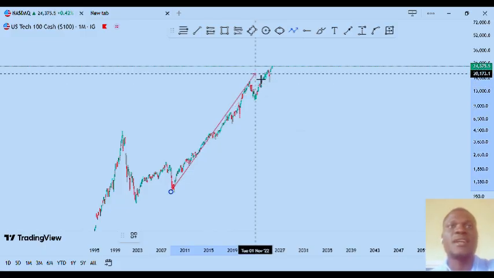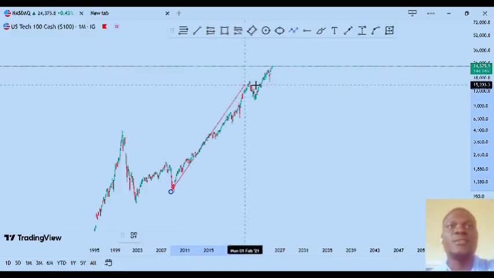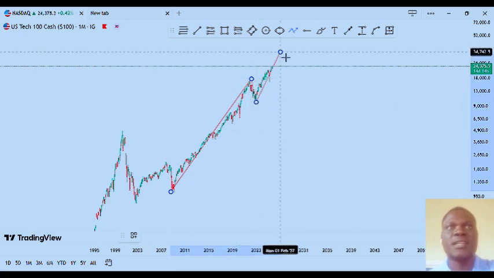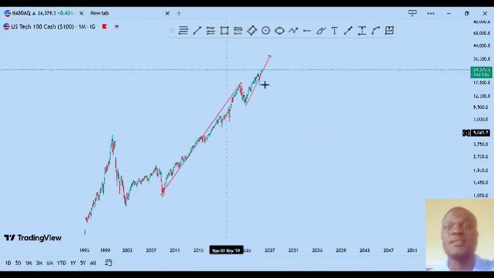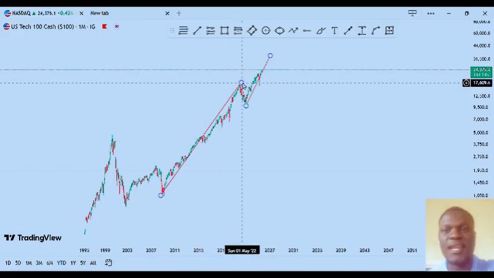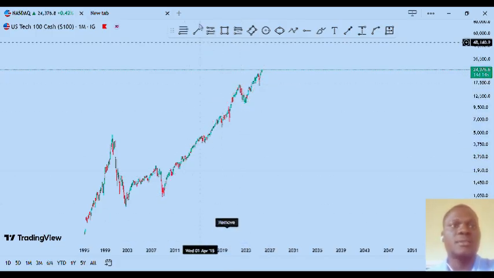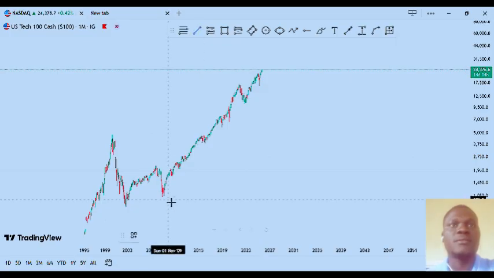So this is the first higher high, all right? This is the higher low, all right? Continuation of this trend, right? So this is the basic principle of a trading market: higher highs, higher lows, higher highs, higher lows. So Nasdaq is trending, guys, but we can plot trend line at this level.